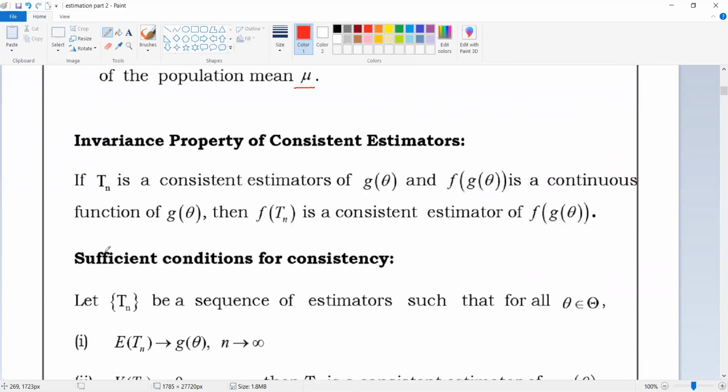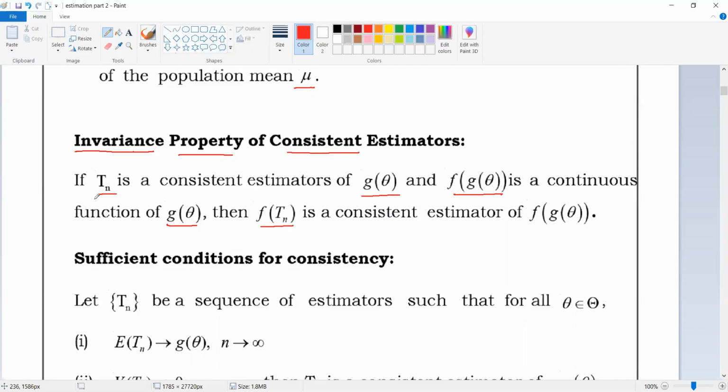So we have a very important property of consistent estimators. The invariance property of a consistent estimator is a very powerful property. Tn is a consistent estimator of g of theta, that is, Tn converges in probability to g of theta. If f is a continuous function, like sine, log x, e power x square, e power minus x square, root of x square plus 4x, a continuous function of g of theta, then f of Tn is a consistent estimator of f of g of theta.